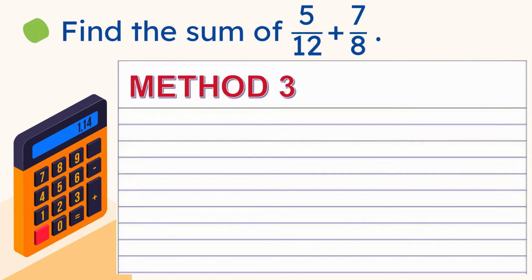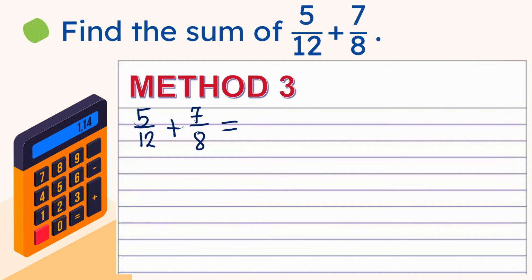Okay, so for problem number 3, I have here 5 out of 12 plus 7 out of 8. How do we find the answer to this? Sa method number 3, same steps pa rin. Step number 1, find the LCD. Step number 2, divide the LCD to the denominators and multiply to the numerators. And then step number 3, proceed and simplify your final answer. Same method pa rin naman.